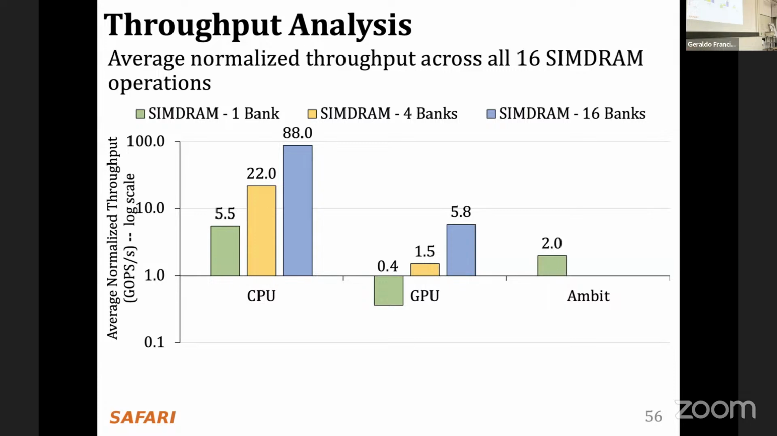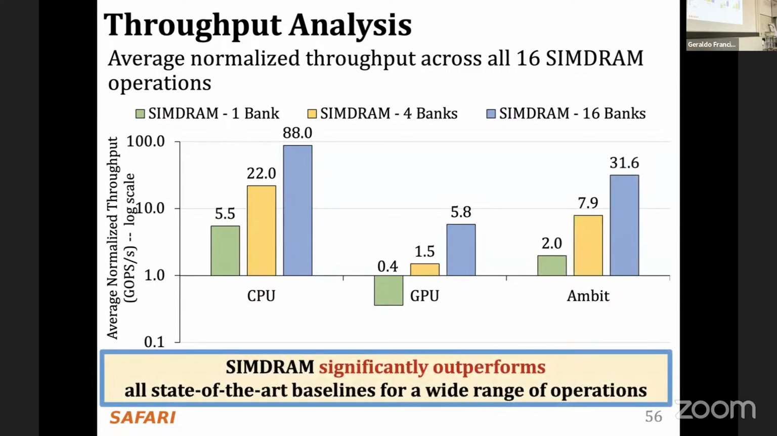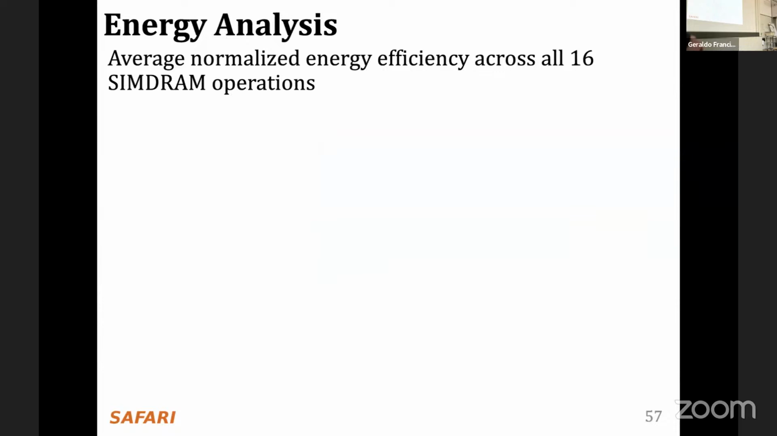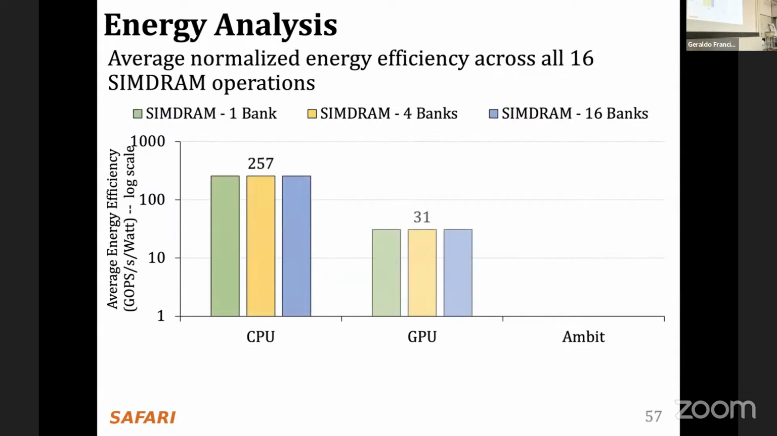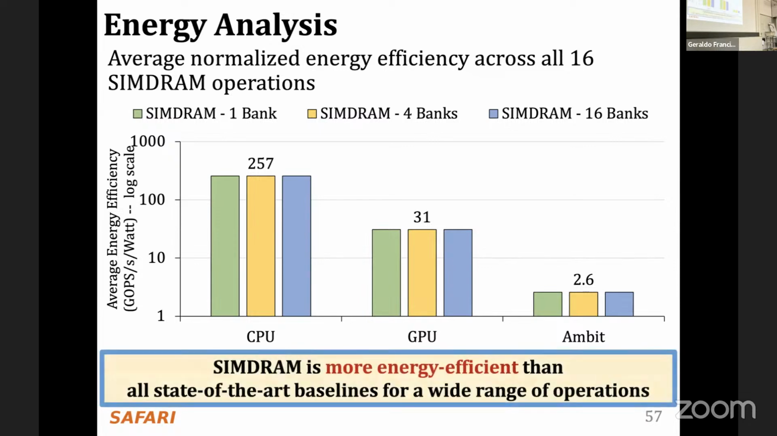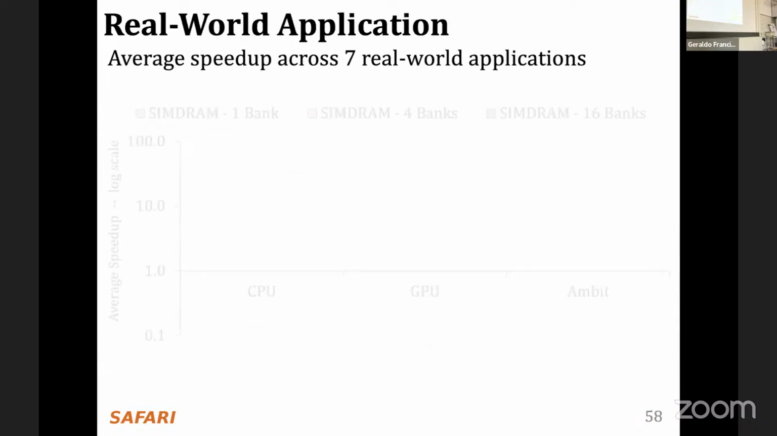And we see a similar trend for Mbed. So in conclusion, SimDRAM significantly outperforms all 3 state-of-the-art systems for the wide range of operations. So here we have energy. We have energy efficiency in performance per watt for the CPU, GPU, and Mbed for those 16 operations. And again, SimDRAM significantly improves energy efficiency compared to the CPU, GPU, and Mbed. So we conclude that SimDRAM is a more energy efficient substrate compared to all of the evaluated systems.